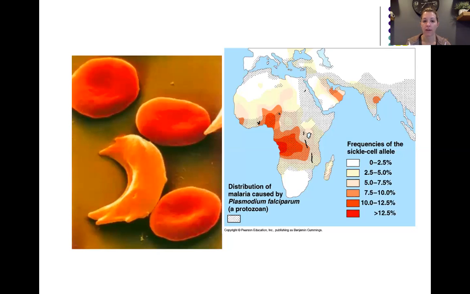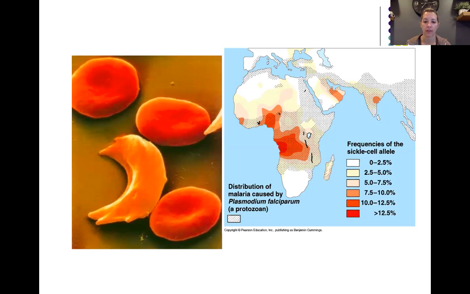So if you're heterozygous, you have some sickled blood cells, but others are mostly normal, and under low oxygen stress, you would have more of those sickled cells be affected. Here's a really interesting thing. You'll notice on the graph that we're looking at Africa as a whole, and you're going to see frequencies of the sickle cell allele. So you're going to see areas where you have a much higher frequency of the allele, and areas where you have lower frequency of the allele.